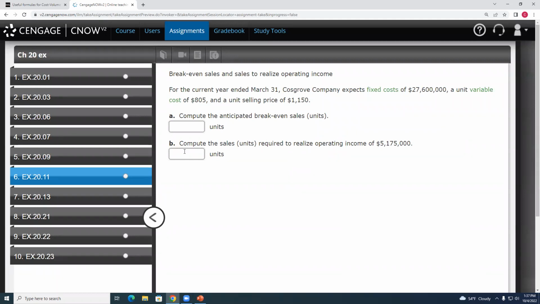So let's go to our exercises, recognizing we're going to be using that formula. And get my annotate up here.